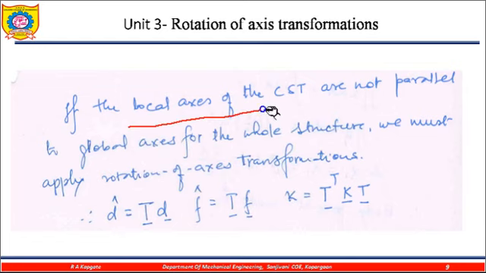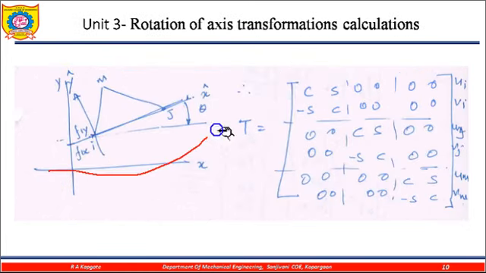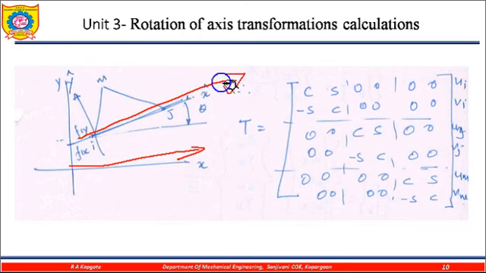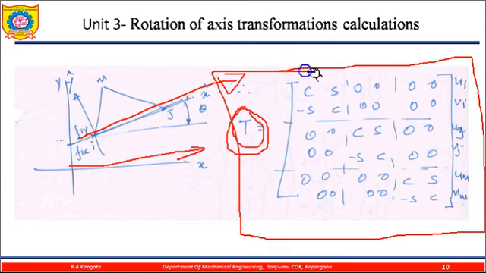But sometimes my local axis of the CST is not parallel to the global axis. So this is the diagram. If this one does not match up with my global axis X, if it has a certain angle, let us take this one as the angle, so instead of this x-axis it has some angle, then we need to introduce the transformation matrix. And this is the value of the transformation matrix.